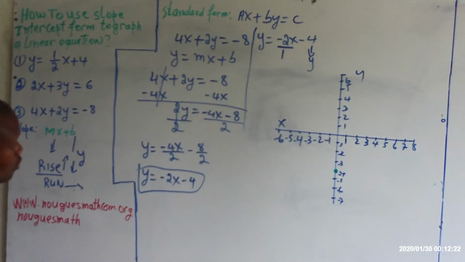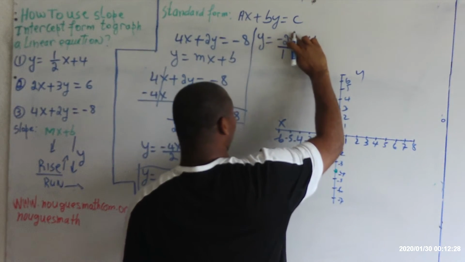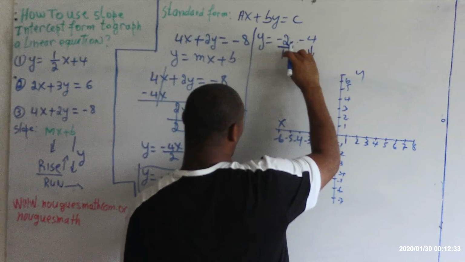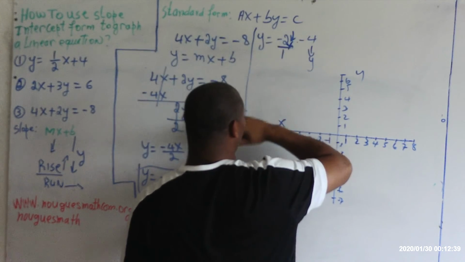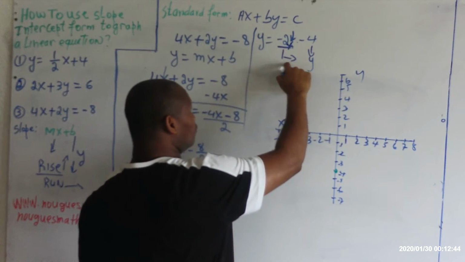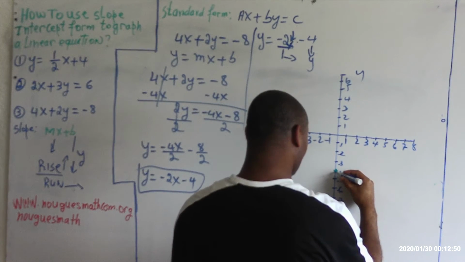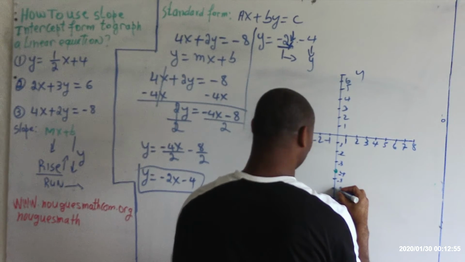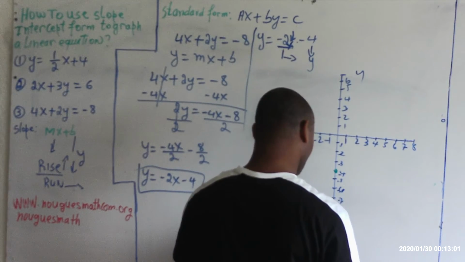Because the slope is a negative number, that's going to be down. Go down 2 units, then go 1 unit to the right. Okay, down 2, 1 unit to the right, right here. Let me replay it for you.